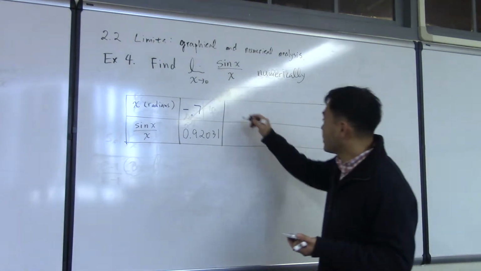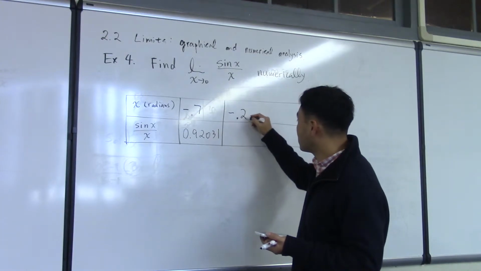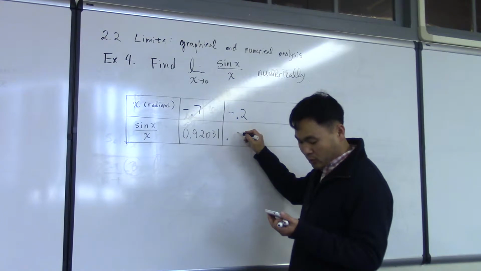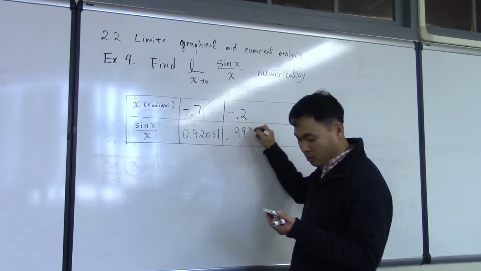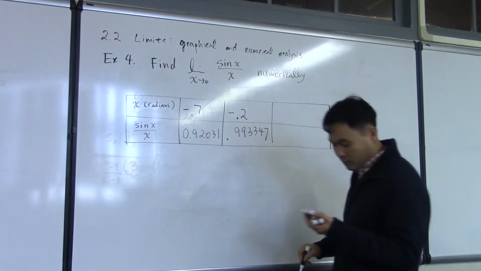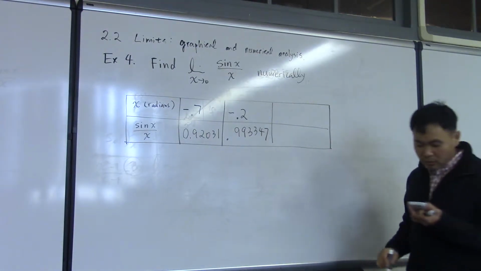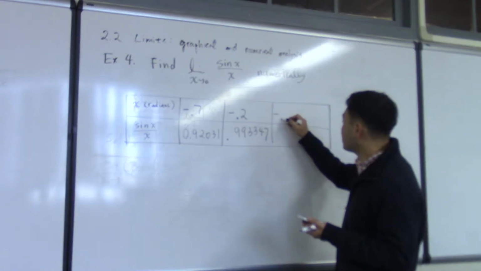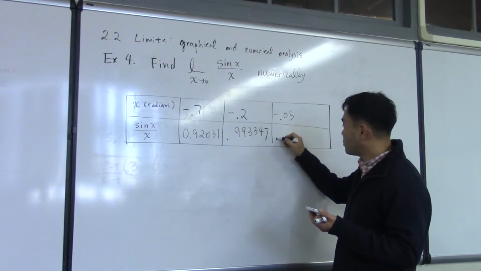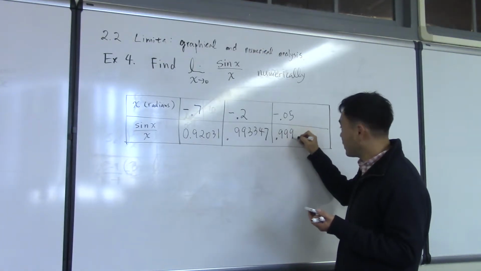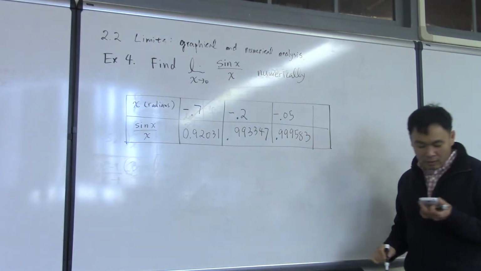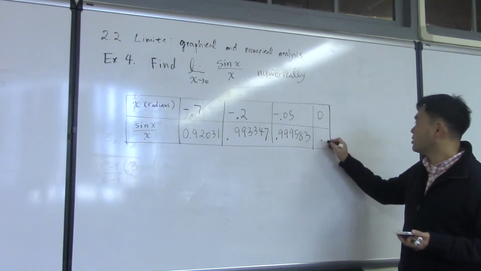Now if I plug in negative 0.2, then the value I'm going to get will be 0.993347. And if I plug in negative 0.05, the value I'll get will be 0.999583. And then if I plug in 0, it will be undefined.